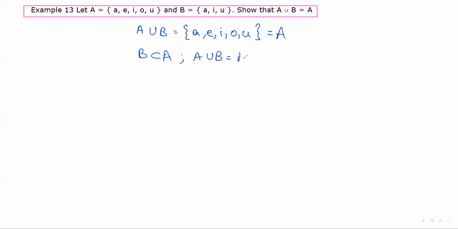A and B are given. You have to show that A union B is A. Now, let's calculate A union B first. A union B would be a, e, i, o, u, all the elements of the first set. In the second set, you have a present, i present, u present. So there isn't any element in B which is different from the elements of A, and this itself is in set A. Here, your B is a subset of A. All elements of B are present in A. When this happens, then A union B will be equal to the bigger set, which is A, and A intersection B will be the smaller set, which is B.